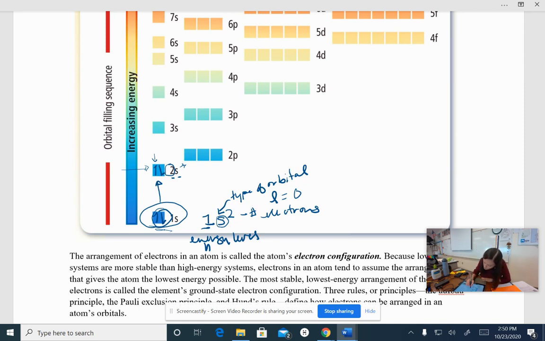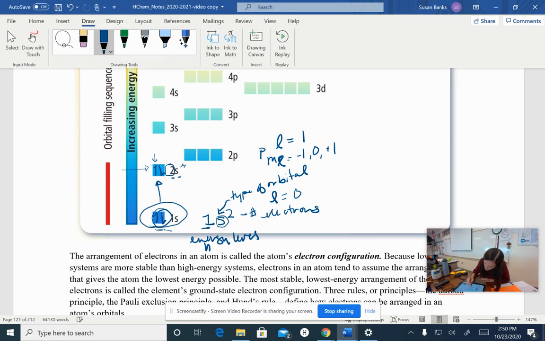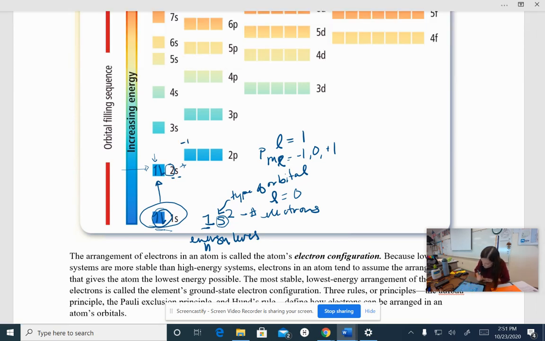Now, remember, when we have a P orbital, that means our L number is 1. And remember, our M sub L numbers, or our M numbers, can go from -L to +L. So we're going to have -1, 0, and +1. So I'm going to label this. Actually, let's do it the other way. This is going to be my -1 orbital. This is going to be my 0 orbital. And this is going to be my +1 orbital.